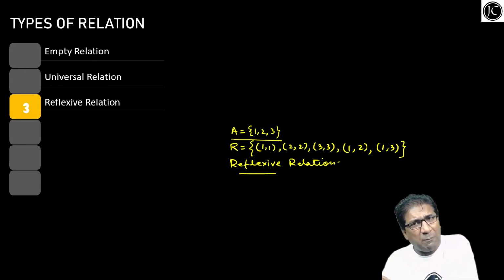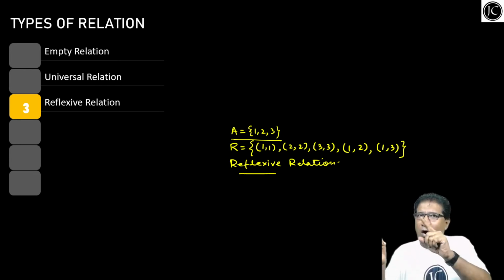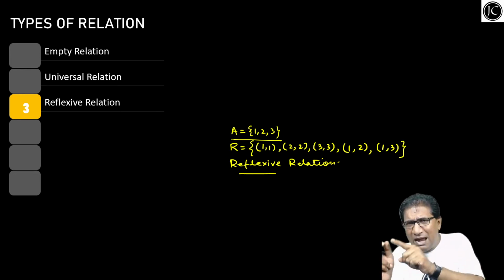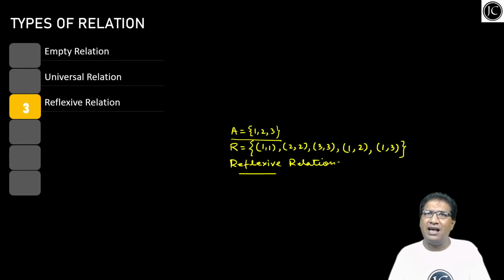Whether other ordered pairs are there or not, it doesn't matter to me. But if all the pairs of the element with itself are present there, all those ordered pairs, then we call that relation a reflexive relation. Is this clear to you?